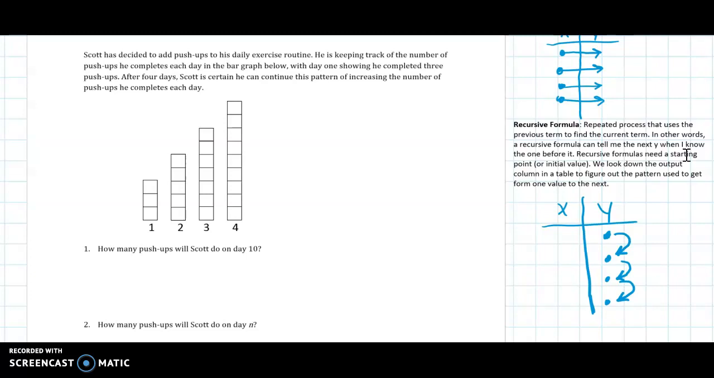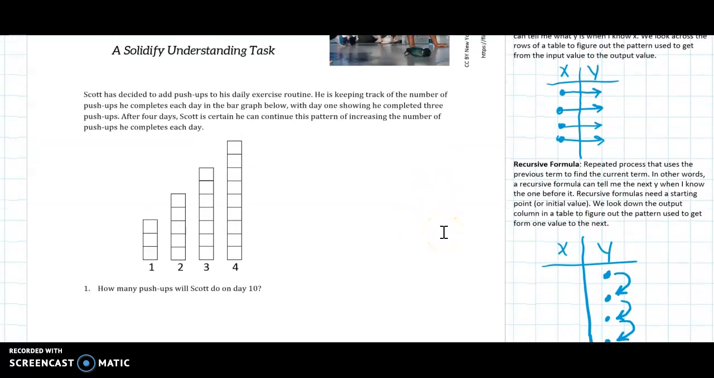A recursive formula is a repeated process that uses the previous term to find the current term. In other words, a recursive formula can tell me the next y when I know the one before it. Recursive formulas need a starting point, or initial value. We look down the output column in the table to figure out the pattern used to get from one value to the next. Let's get started.